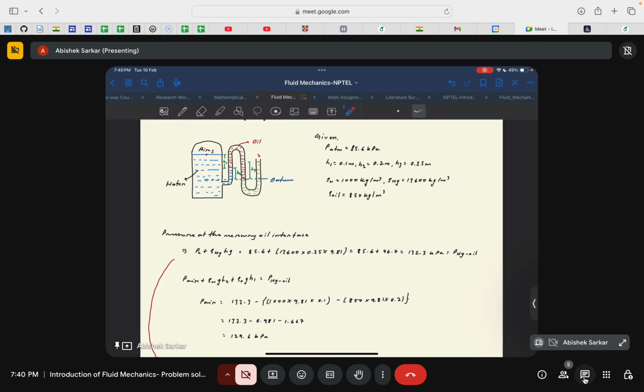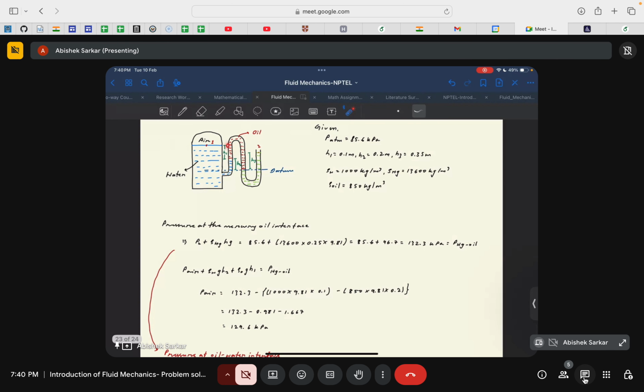For that, we need to take into account that from this point to this point, the pressure can be considered to be from the fluid covering this area. In this case, the pressure is given by the oil. Since the fluid is oil, your pressure would be rho oil g H1.